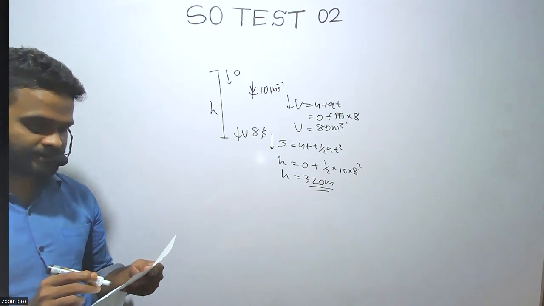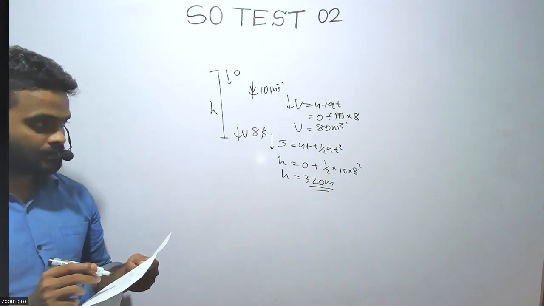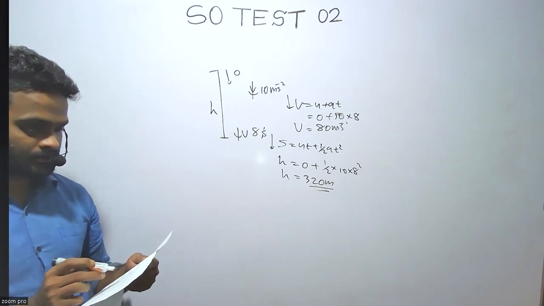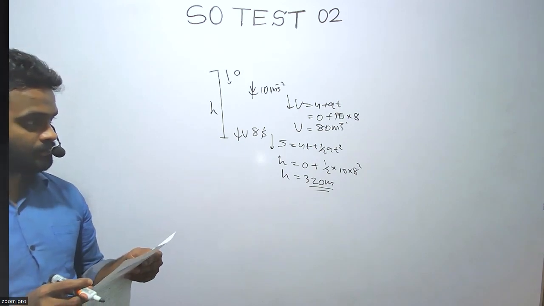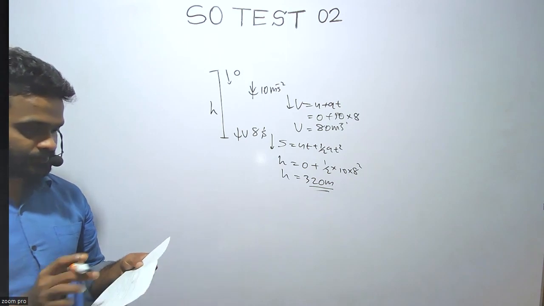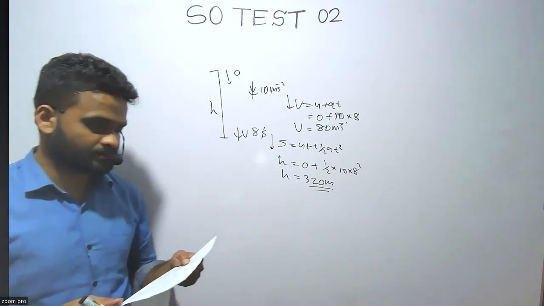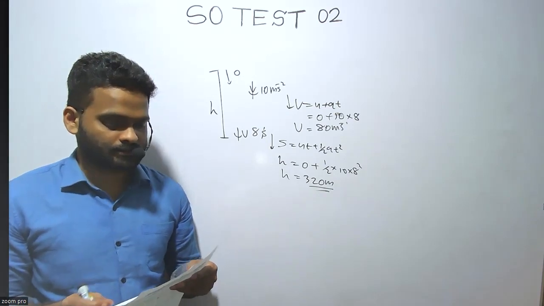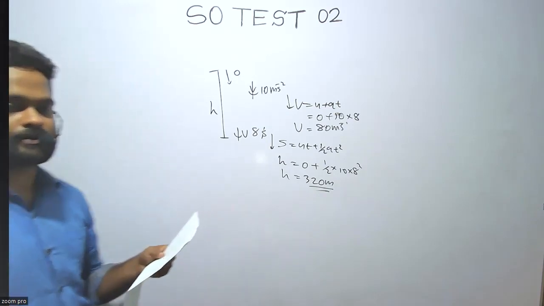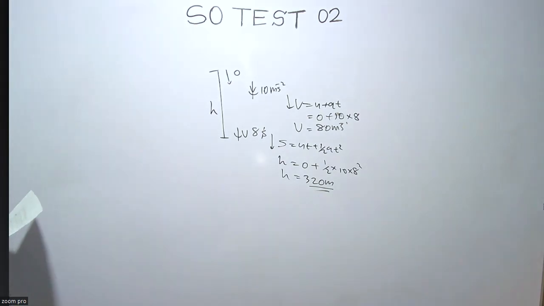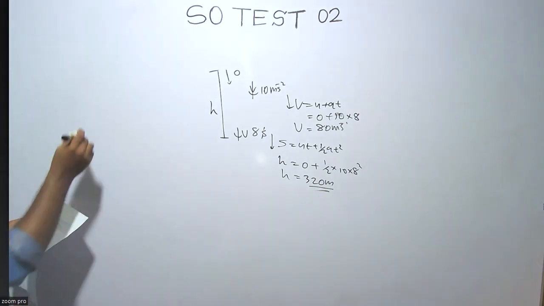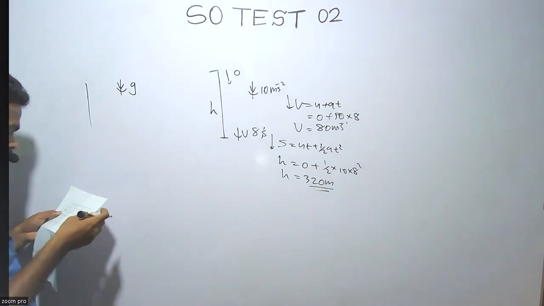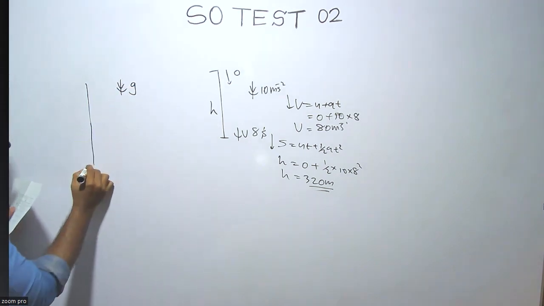Okay, so that's an easy question. So the answer should be 80 and 320. So the first one, right? The first one is the answer. Then the 13th question. An object at rest starts moving down. Find the distance it traveled within the nth second.